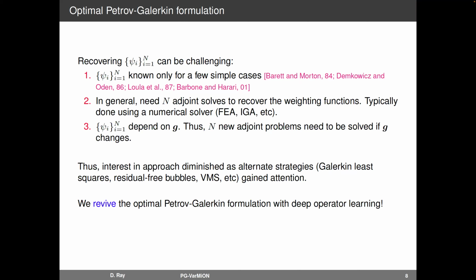So what we want, by any chance, is that the operator you want to approximate should map G to these trial weighting functions? Yes, G and the forcing function F, both. So that you don't have the issue of changing G, because now we've approximated the operator. Precisely. So we want to revive this optimal Petrov-Galerkin formulation with deep operator learning, and I'll get to that in a bit, what I want to do.